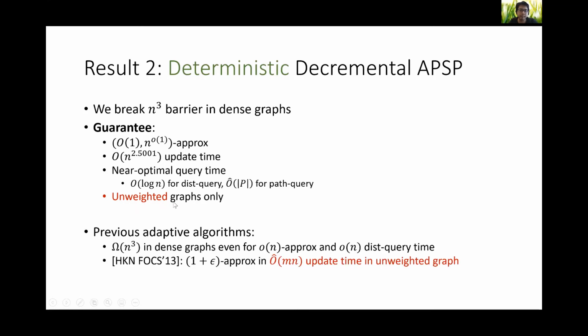Okay, but this still makes good progress on the state of the art, because compared with previous work, they all need n cube time in dense graphs, even if you allow bad approximation with some reasonable query time, or even sublinear query time. So that's still good progress.